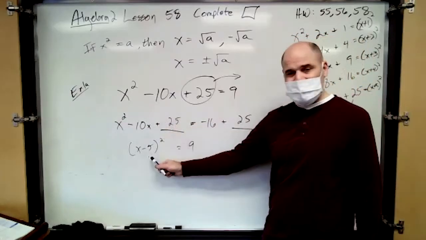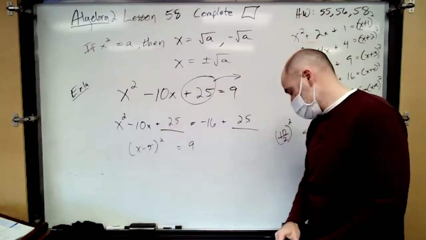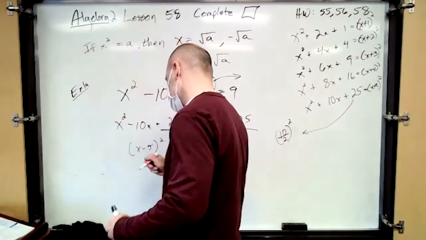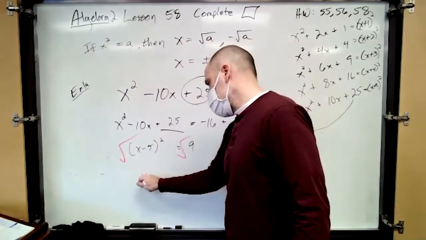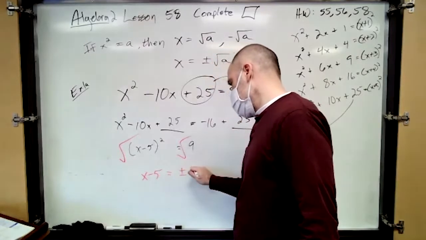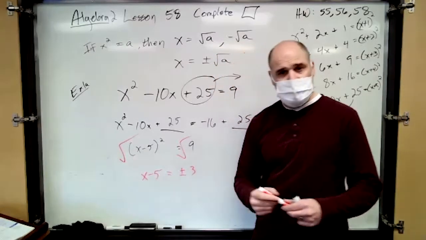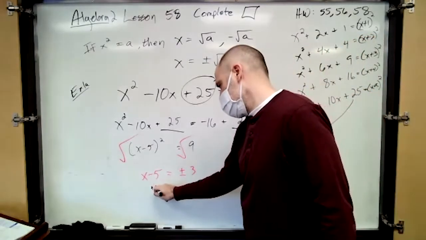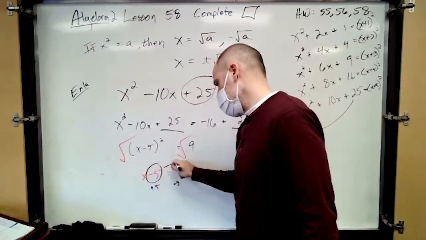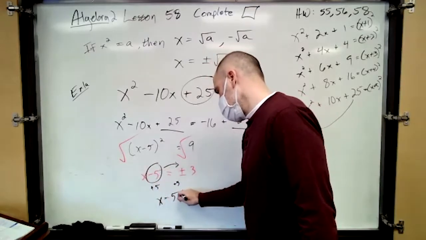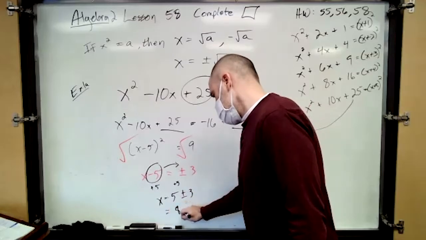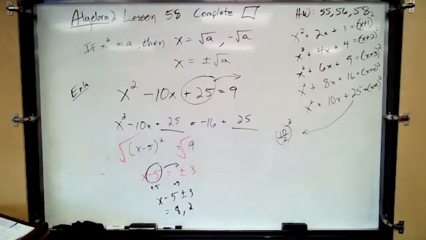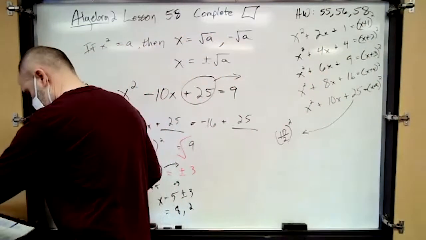Okay, so after you factor it, you get this. Now, how do you get rid of that square? Square root it, right? So then you get x minus 5 equals positive or negative 3. Are you done? No. What do you have to do to get x by itself? You have to bring this guy over here. So x equals positive 5 plus or minus 3. It equals 8 or 2. Okay. Let's do another example because this one was pretty much done for you.